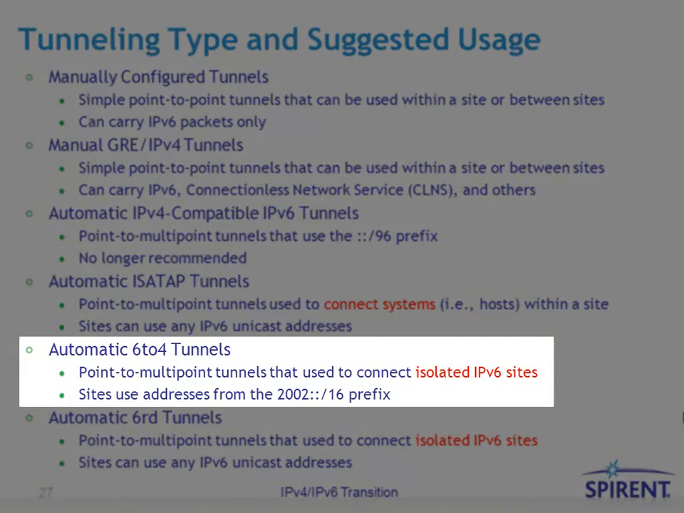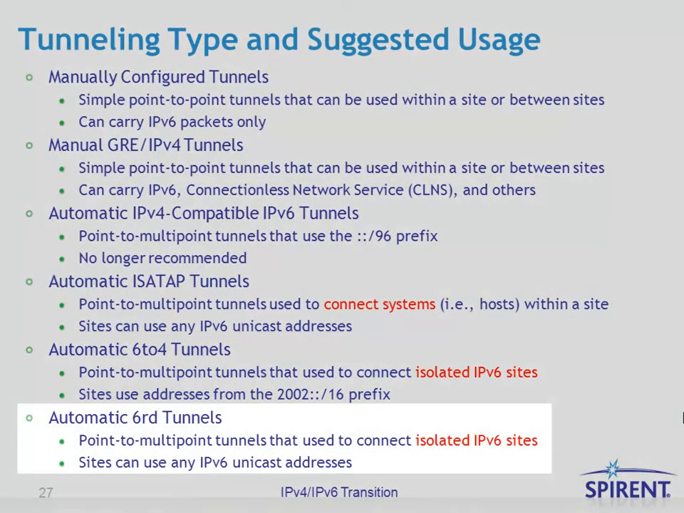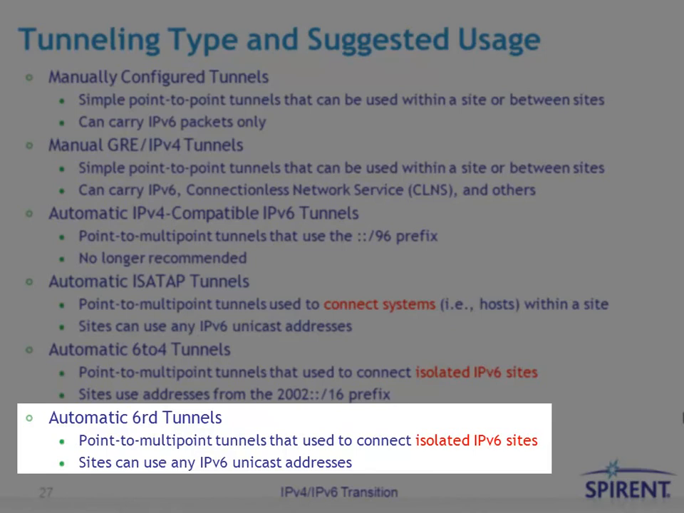The original form of tunneling isolated IPv6 sites across an IPv4 network was the automatic 6-to-4 tunnel. And as I mentioned earlier, sites use the address prefix of 2002::. But automatic 6-to-4 tunnels are being replaced by automatic 6RD tunnels, and so that allows the sites to use any IPv6 unicast address as opposed to the 2002 prefix.